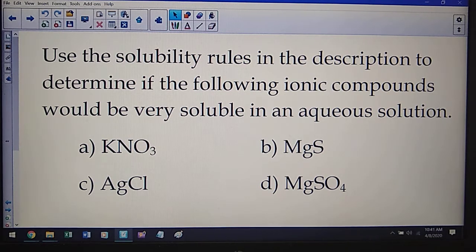All right, use the description in this video to determine which of the following compounds do you think would be very soluble in an aqueous solution. Pause the video and consider your answers for potassium nitrate, magnesium sulfide, silver chloride, and magnesium sulfate. Go ahead and pause the video, consider your answer.